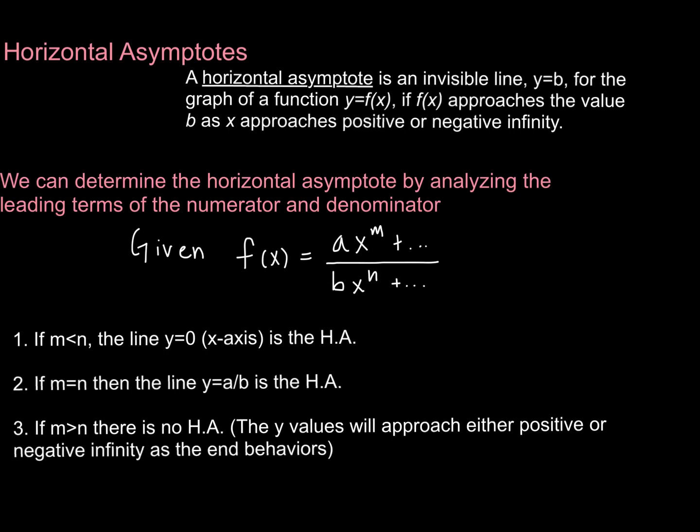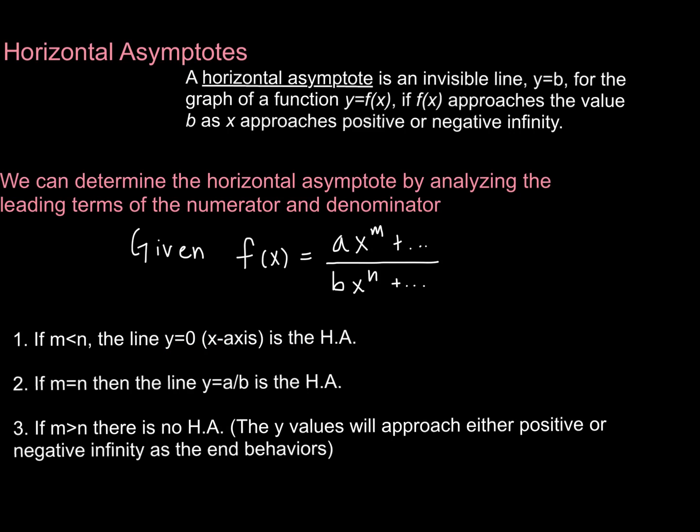All right, so here I'm adding on to my definition. This is the definition we saw previously. And here is how we can determine the horizontal asymptote. We simply need to analyze the leading terms of the numerator and denominator. So I've written them in general, right? So here's my leading term for the numerator, my leading term for the denominator. So A represents the leading coefficient, M is the degree of the numerator, B is the leading coefficient for the denominator, and N is the degree. So if M is less than N, and you might write above this if the degree of the numerator is less than the degree of the denominator, then the line y equals 0, the x-axis, is the horizontal asymptote.